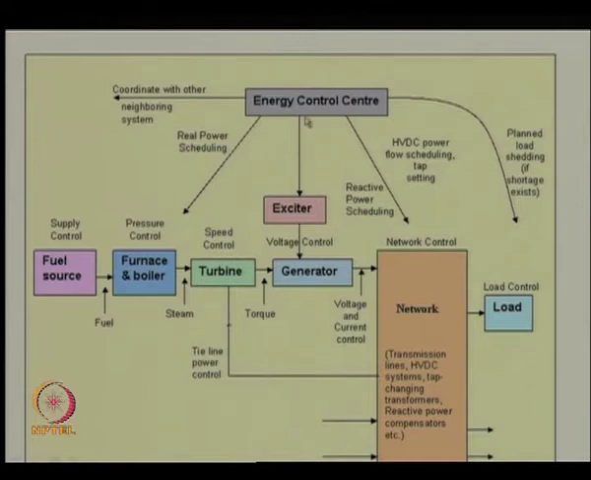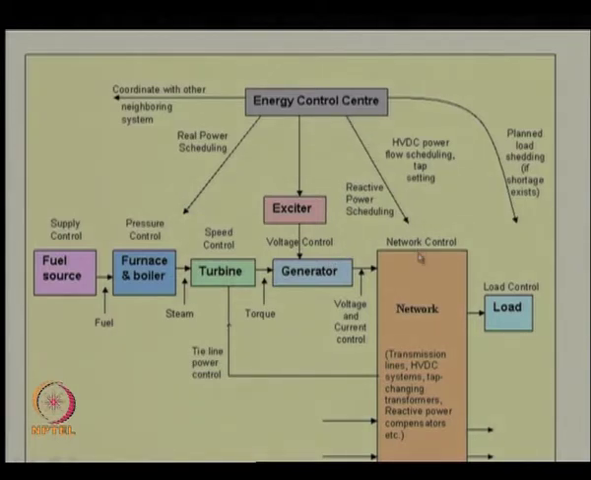Of course, the energy control center may actually give instructions at a slightly higher level, in the sense they may say reduce the reactive power output of your generator. So, what a power plant operator will do is reduce the field voltage, not directly. He may have what is known as a voltage regulator whose reference voltage he reduces, which eventually reduces the field voltage of the generator, and as a result the generator may reduce its reactive power output.